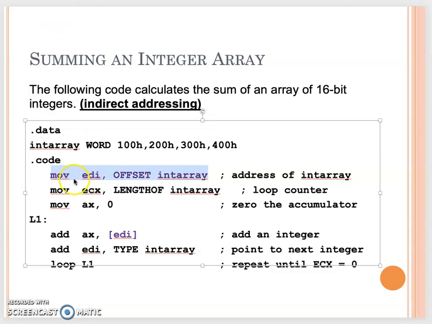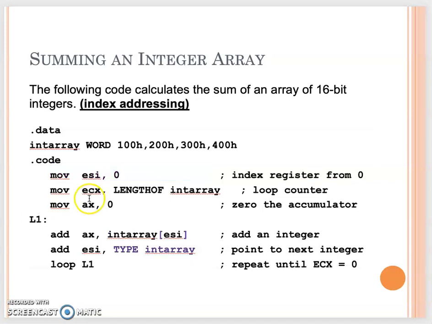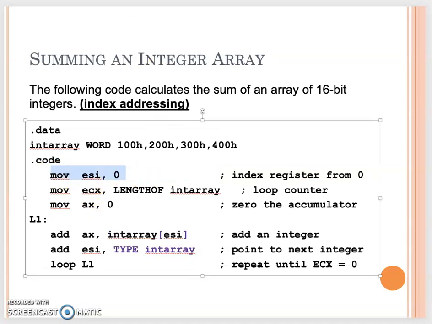So let me show you the highlight in purple. In the purple, for indirect addressing, you have the EDI register as the memory location of the data label. Then when we find the value, we dereference the register. But for index addressing, you see your register starts from 0. Then every time you want to access it, you need to use the data label. You're still using the original data label, but associated with square brackets to access elements one by one.